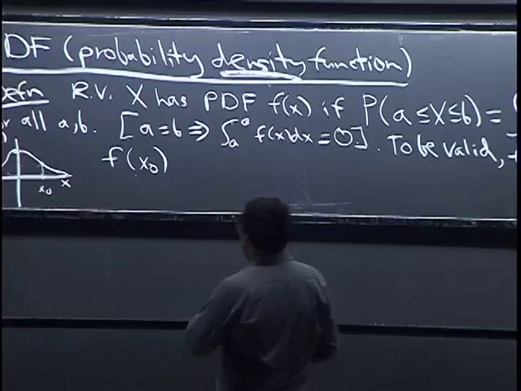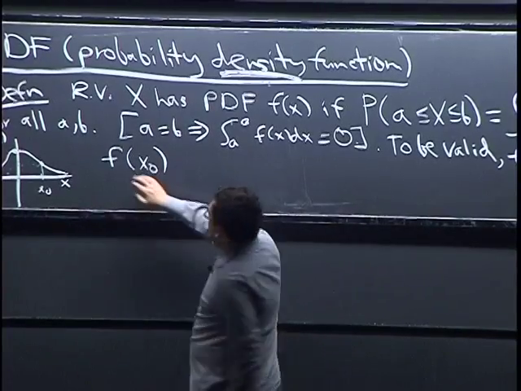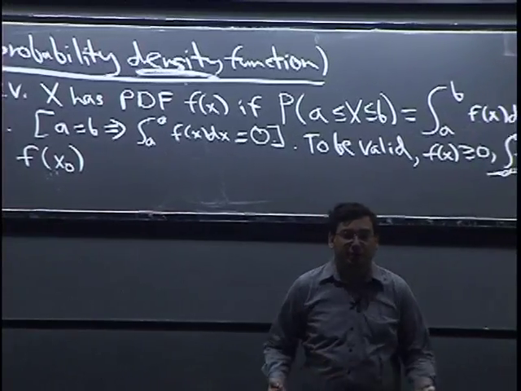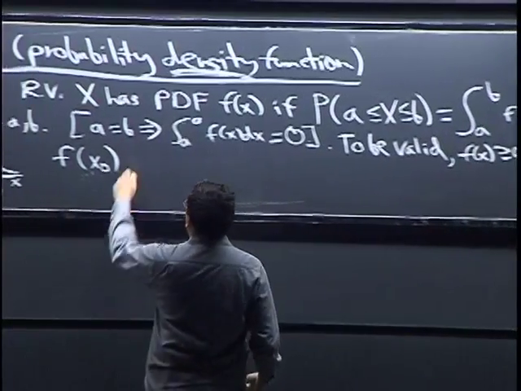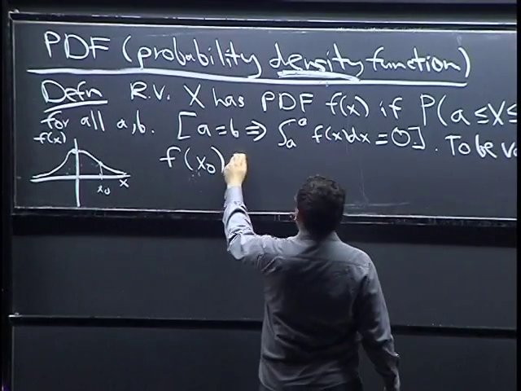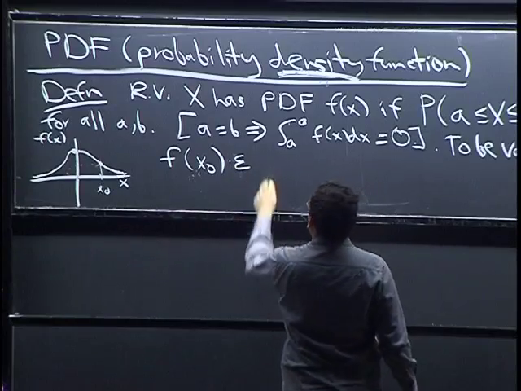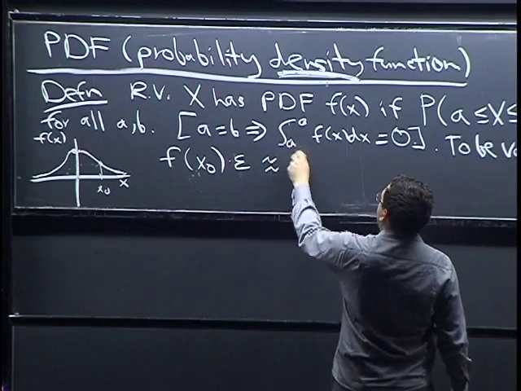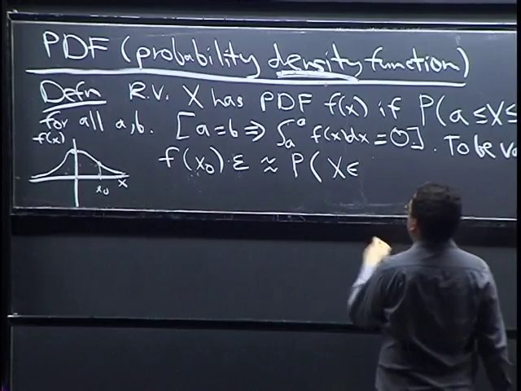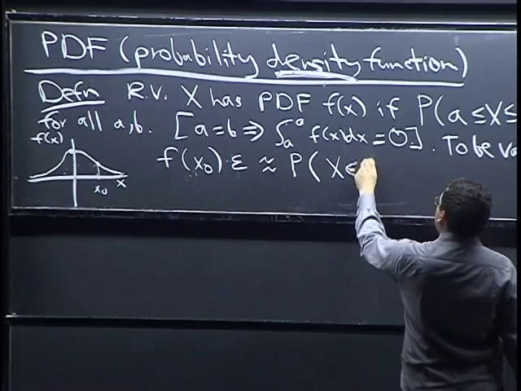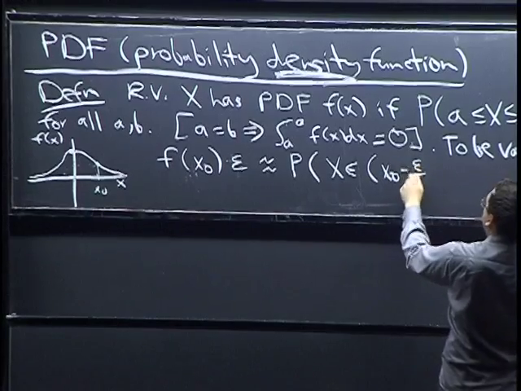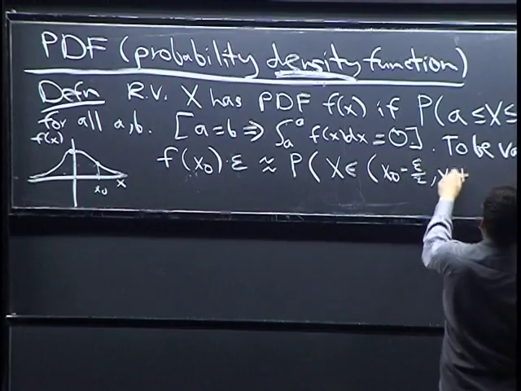But what we can say is, this is a density, so if you think of it as probability per unit of length, then if we multiply by some small number, let's say epsilon, it is approximately the probability that x will fall in an interval of length epsilon. Let's call this interval x0 minus epsilon over 2, x0 plus epsilon over 2.